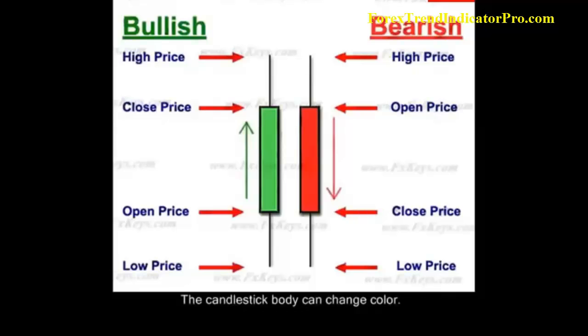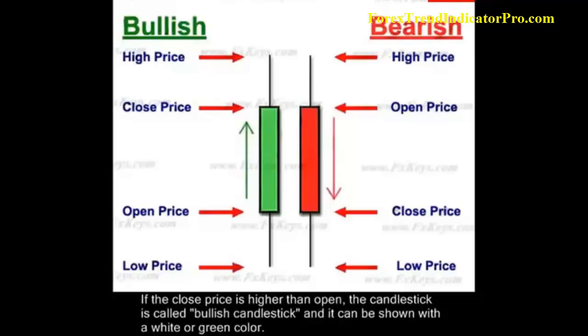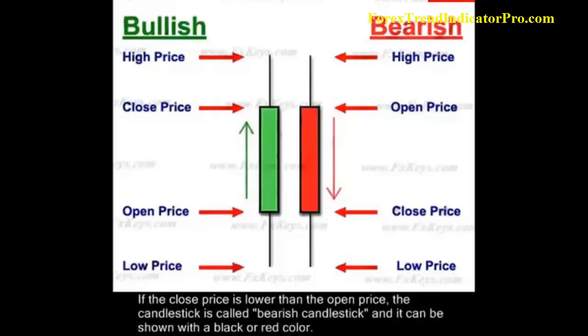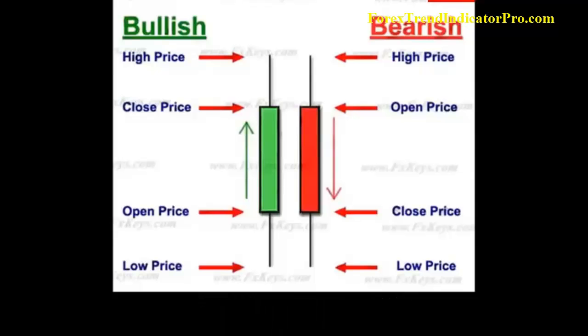The candlestick body can change color. If the close price is higher than open, the candlestick is called bullish candlestick, and it can be shown with a white or green color. If the close price is lower than the open price, the candlestick is called bearish candlestick, and it can be shown with a black or red color.